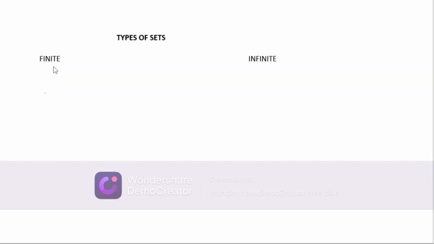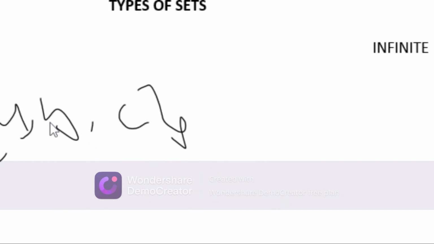A set is said to be finite if it contains a finite number of elements or no elements, otherwise it is infinite. When we say finite, we mean you can count them. For example, you have a set which has A, B, and for example C, and we close there. We can count it is having 3 elements, so it's a finite set.